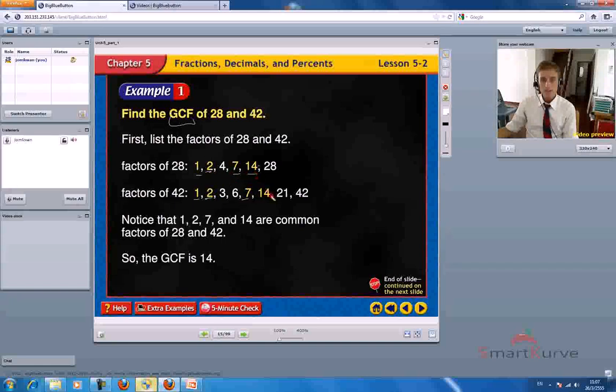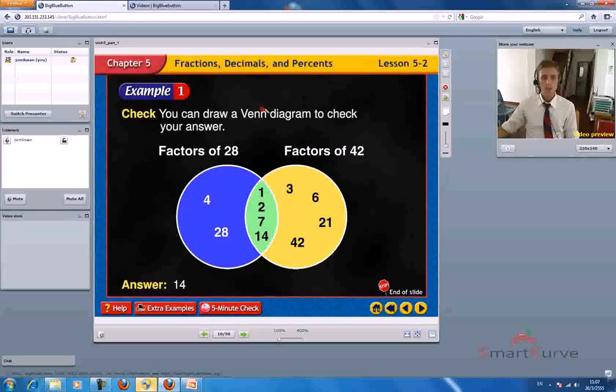1, 2, 7, and 14. The question is for the greatest common factor. Greatest means largest. So it wants to know the largest factor that both numbers have. 1 is the smallest, then 2, then 7, then 14. 14 is the greatest common factor, or the GCF.